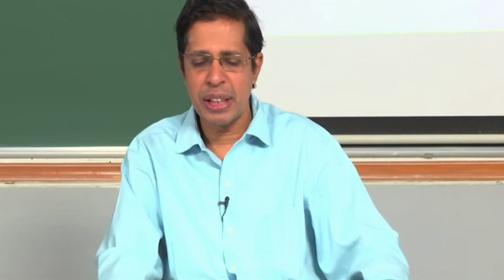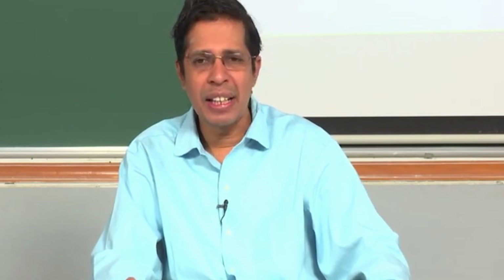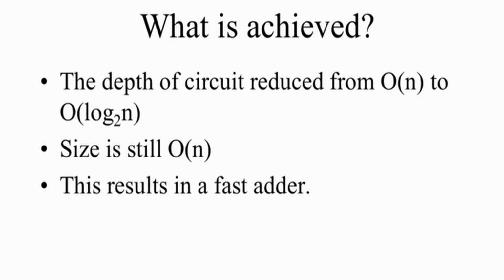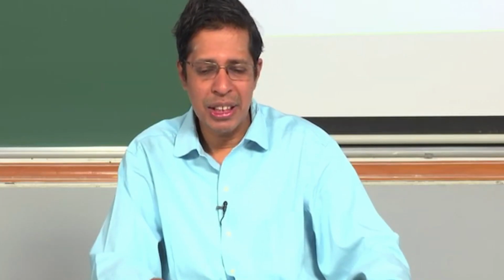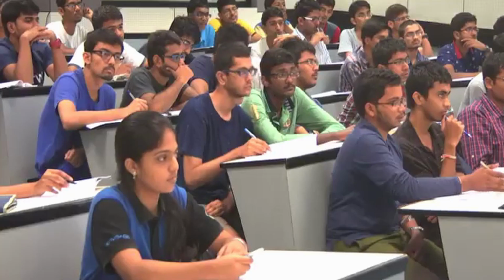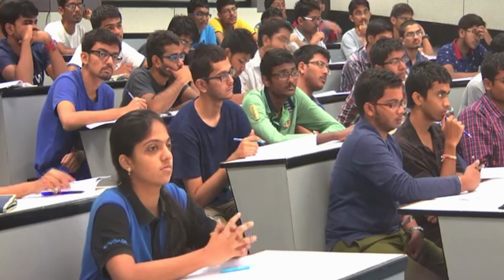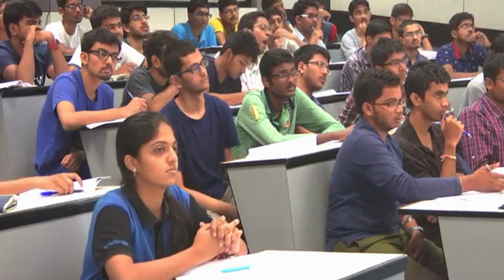Any doubts? Okay. So, the depth of this circuit has reduced from order n to order log n, correct. But the size is still order n, not exactly order n, but some constant times n. And this results in a very fast circuit. Why is the circuit still order n? But see, I am having log n stages, each have n hardware, so it should become n log n, right.